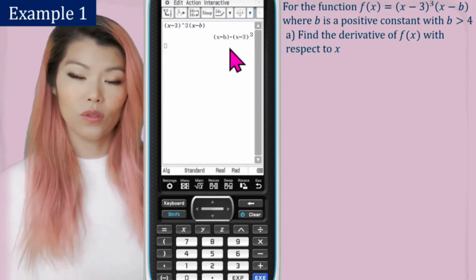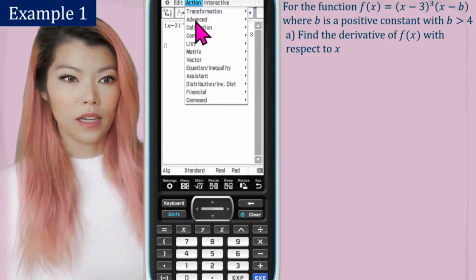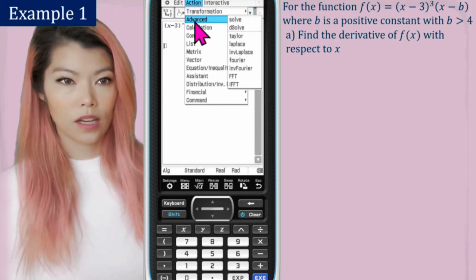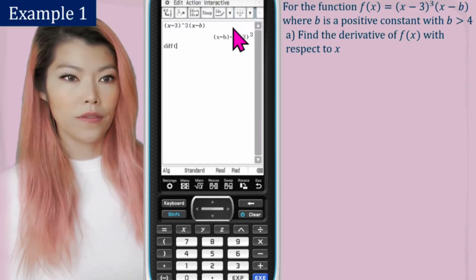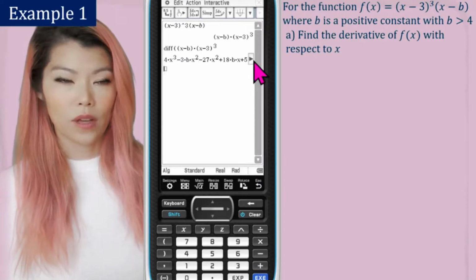We can define it or we can just drag and drop. I prefer dragging and dropping, so that's what I'm going to do today. Now the derivative is in action and in interactive. I prefer using action. They do the same thing. So go to calculation, diff for derivative, drag and drop it in there and hit enter. And we have our derivative.